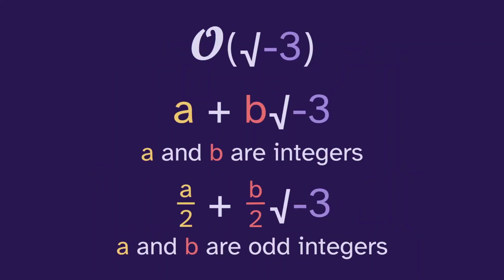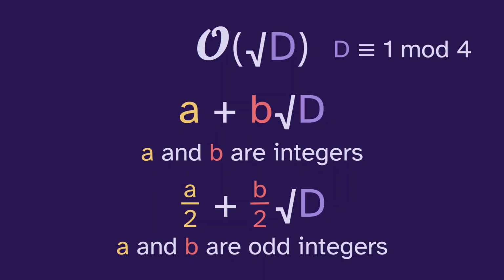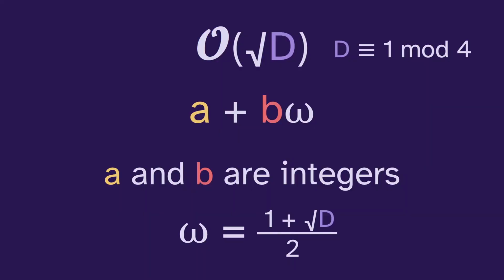So here we are back with the definition of O root negative 3, but this also applies to O root negative d for any d that's 1 mod 4. And these are most naturally displayed hexagonally. So here are some other examples where d is 1 mod 4. Here is 5, and -7, 13, and 101. And instead of that previous definition, it's standard to define these as a plus b omega, where a and b are integers and omega is 1 plus root d all over 2.